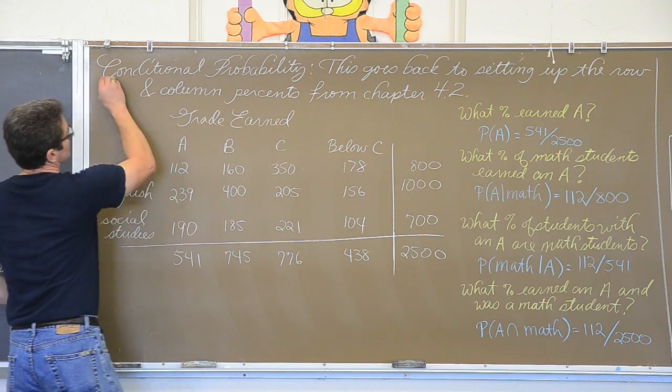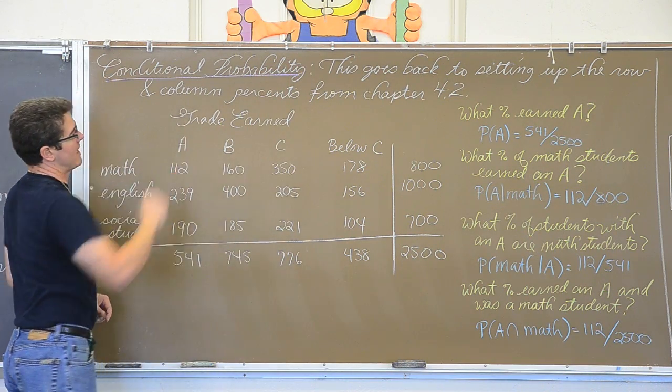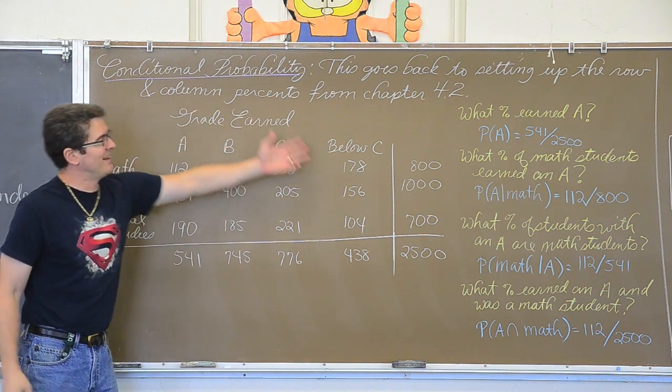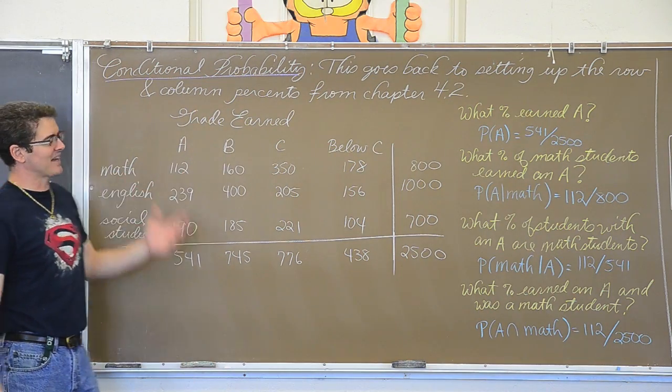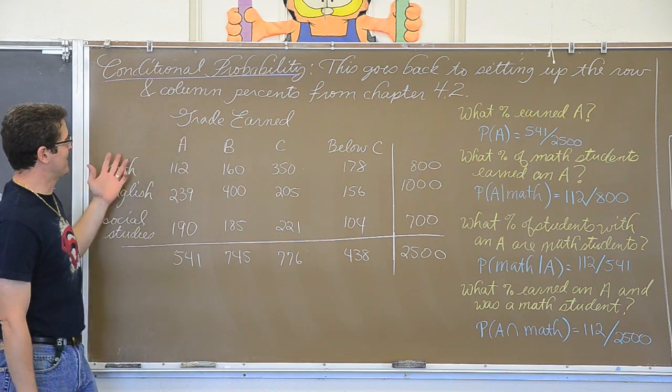Well, conditional probabilities, this goes back, I just said that. So here we have a two-way table. I've got a lot of knowledge, but all the words are coming out wrong in this video, it seems like.